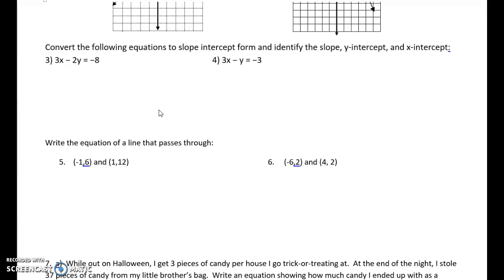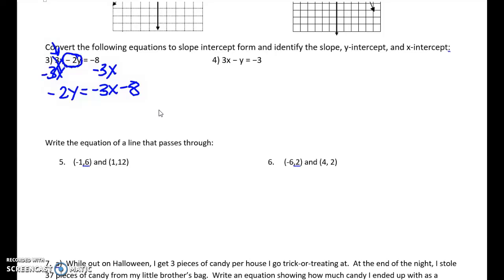So, get the y all by itself, canceling out everything else using opposite operations. I want to cancel out the 3x first. It's a positive 3x. I do minus 3x to both sides. That goes away. Negative 2y equals negative 3x minus 8. Don't forget this is a negative 2y. Don't miss that negative sign.